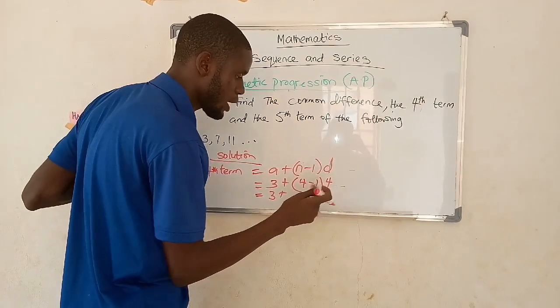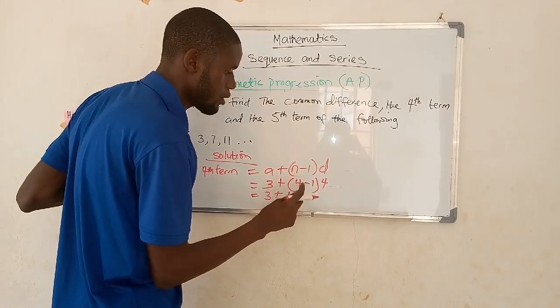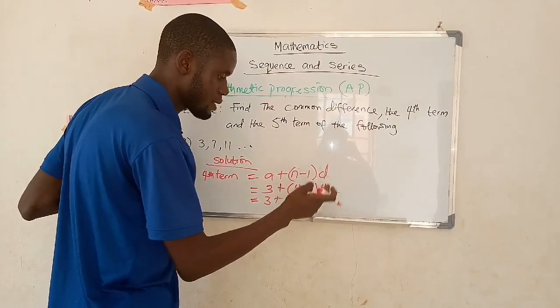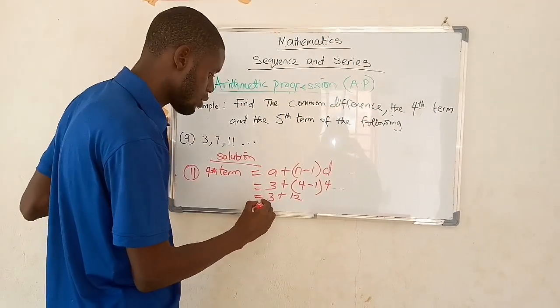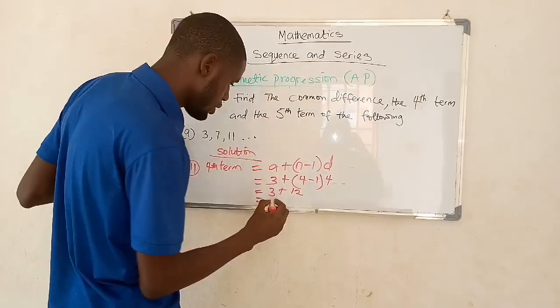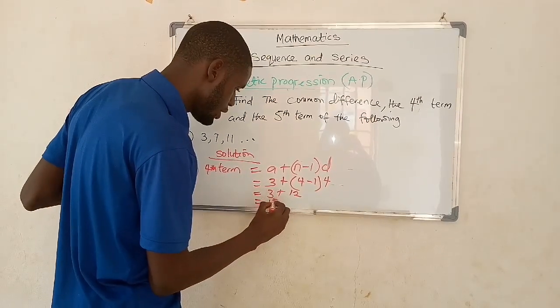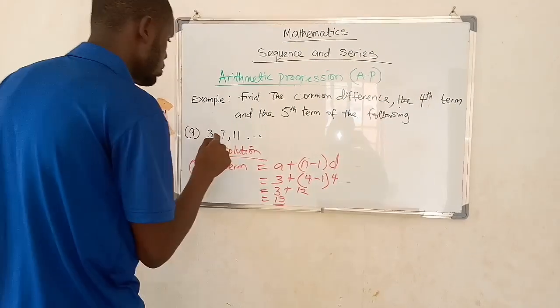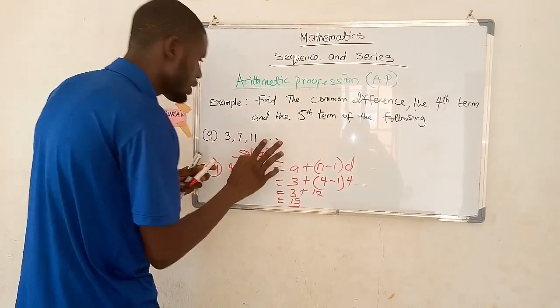So 3 is going to multiply 4. So you have 12. 4 minus 1 is 3, times 4, 12. So the final answer will now be 3 plus 12, that is what? 15. So we fit in, this is the first term, second term, third term.